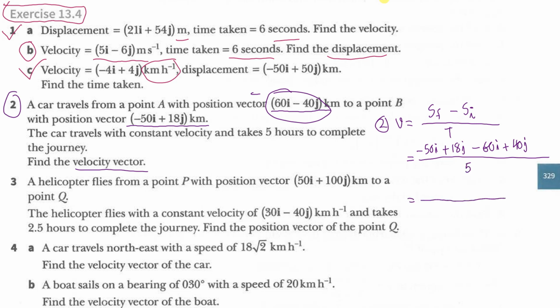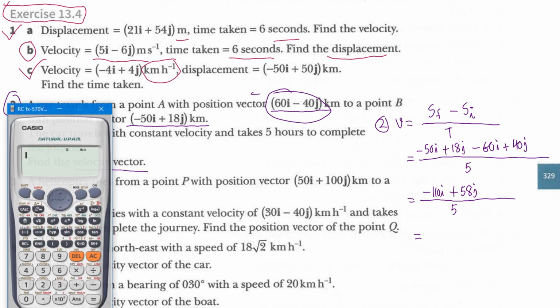Now add the i part: minus 50 minus 60, which is minus 110i. Then the other part is 40 plus 18, which is 58j, and we divide by 5. We can do that using a calculator. Let's see our calculator working.